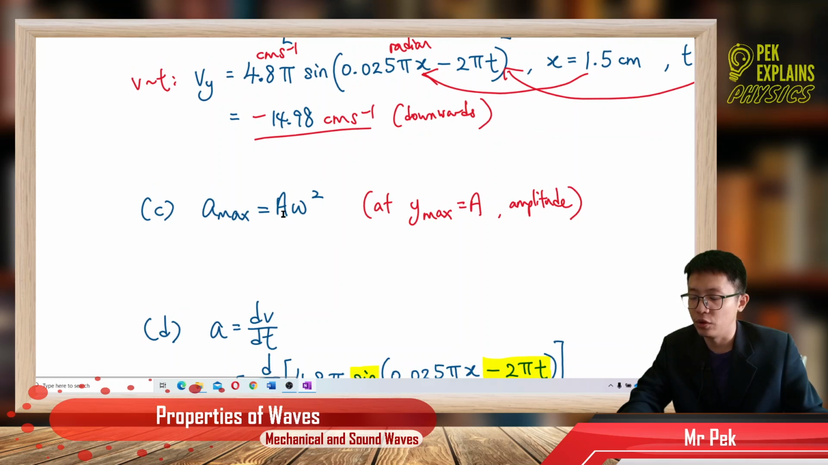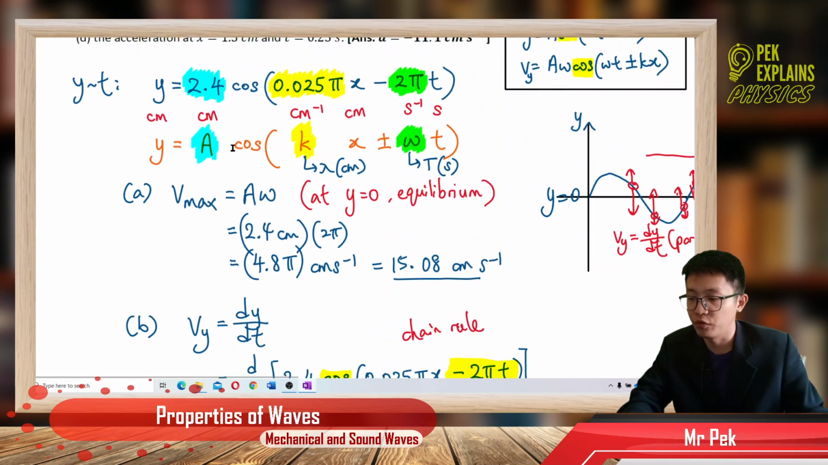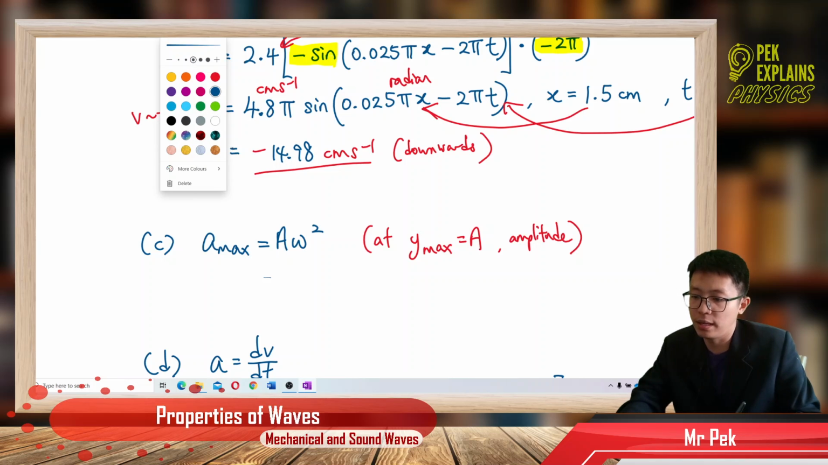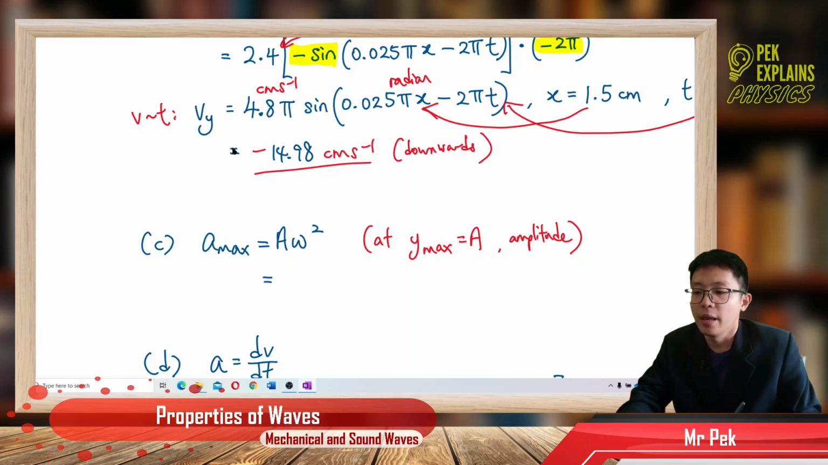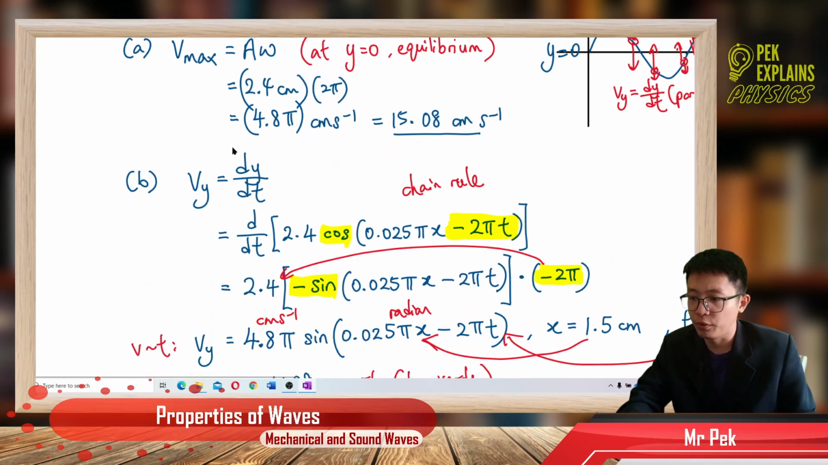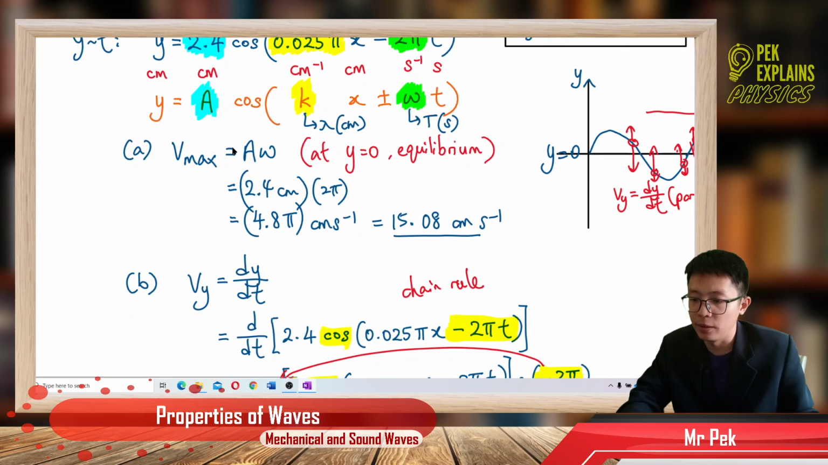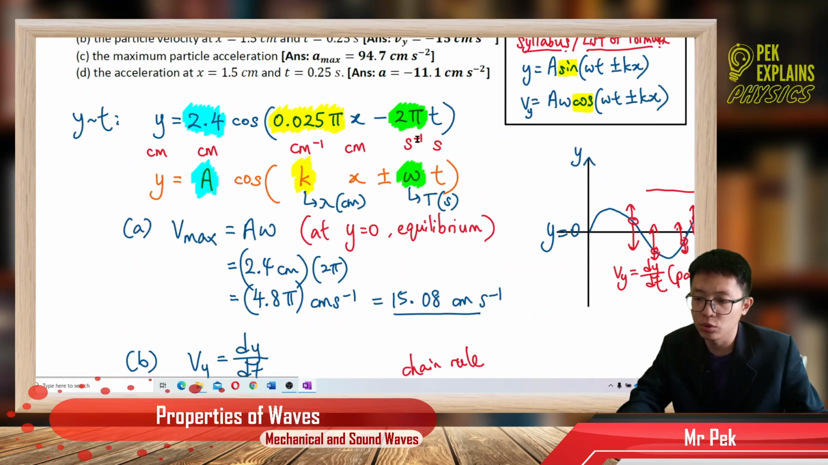First of all, I need the amplitude. My amplitude is 2.4 cm, yeah? Not meter. My omega is 2 pi.